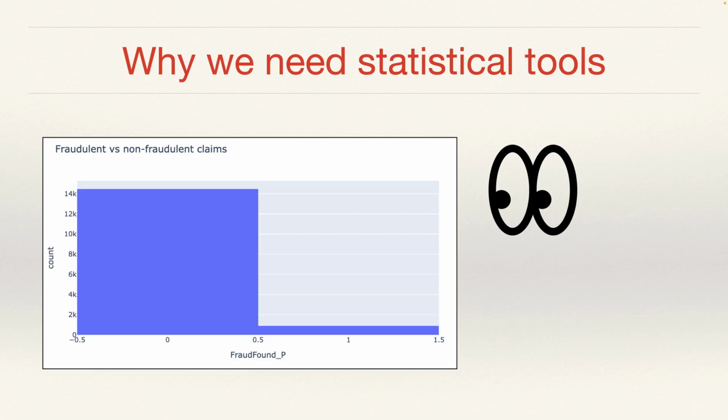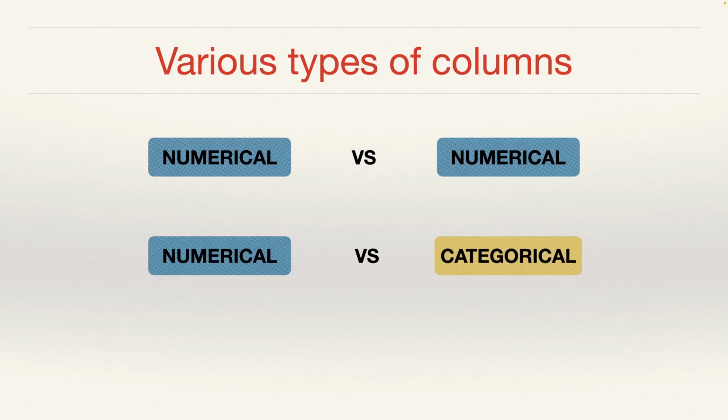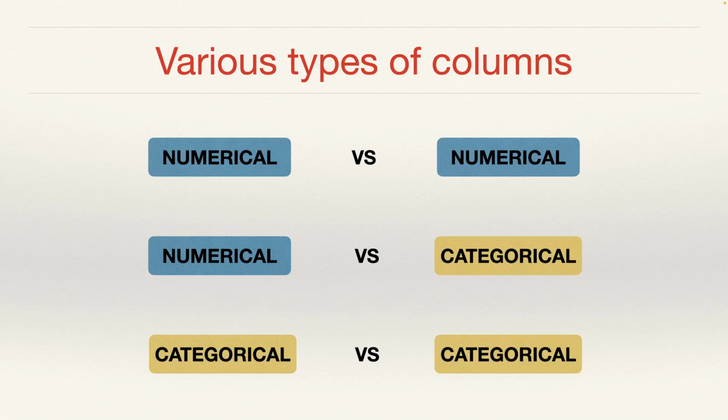In order to systematically understand our data, we need to slice and dice our data and then apply various statistical methods in order to view our data from different angles. Because when we look into our dataset, there are various types of variables. Some are numerical and some are categorical. But sometimes we want to compare numerical and categorical variables together, or we also want to compare two categorical variables.